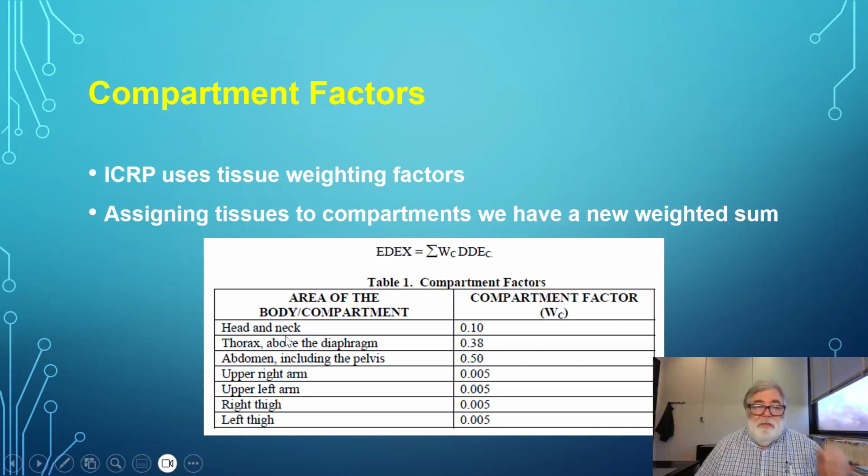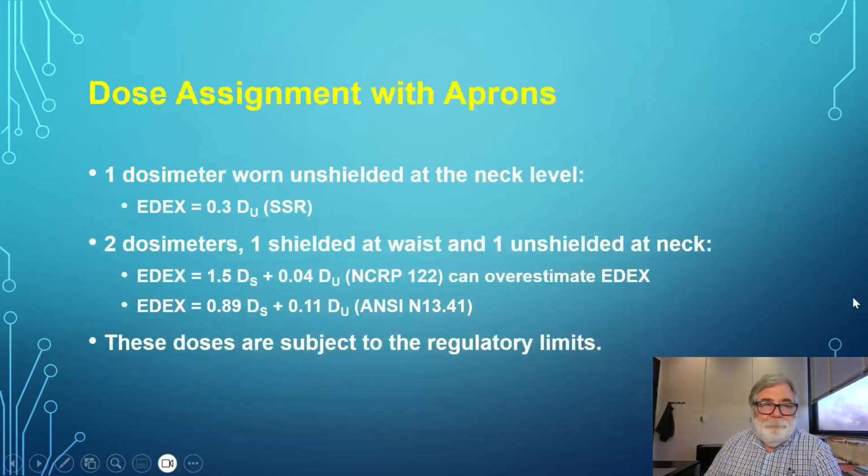And so you can see this is effective because we can look at what's underneath the apron. The neck is outside of the lead apron, the thorax is under the lead apron, the abdomen is under the lead apron, the thighs are under the lead apron, but the left and right arm are outside of the apron. So we can assign how much of the body is outside of the apron, and the dose for outside of the apron should be applied to that. How much is under the apron, and the dose measured under the apron should be applied to that. And that's just what we do.